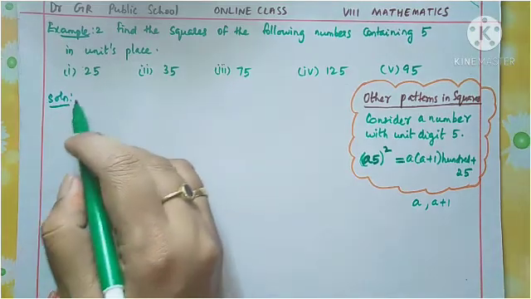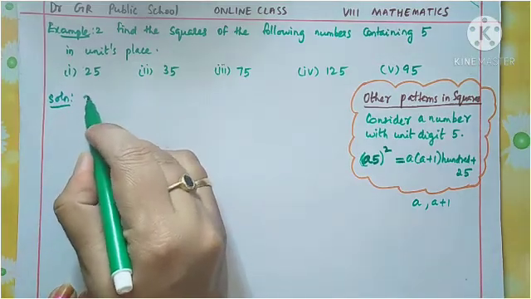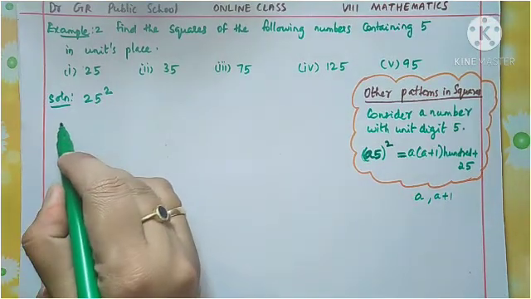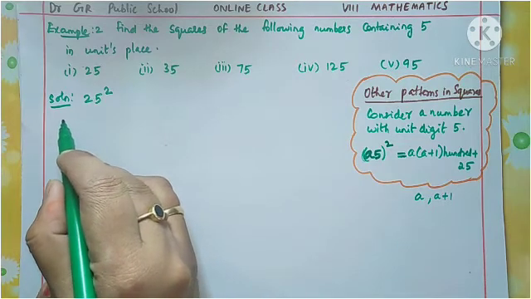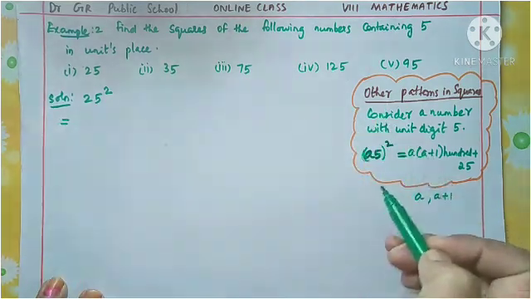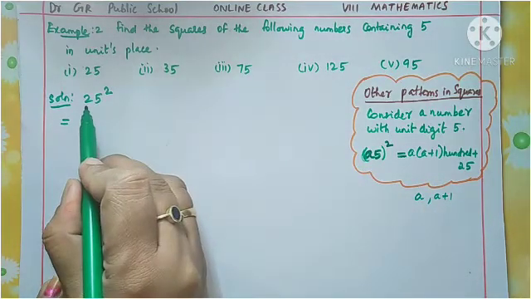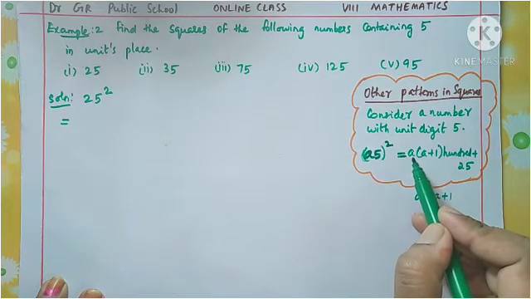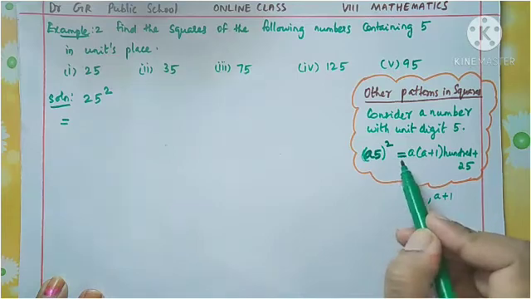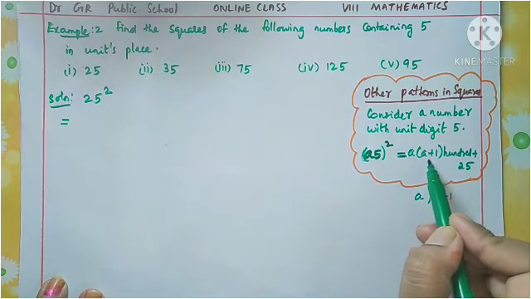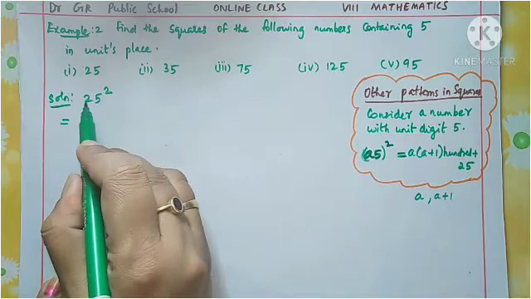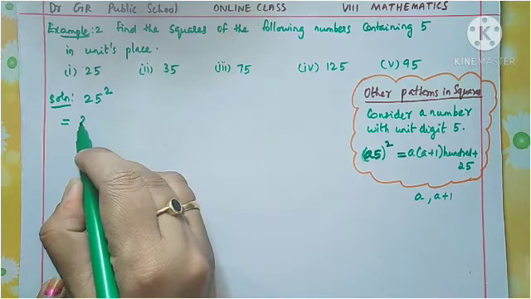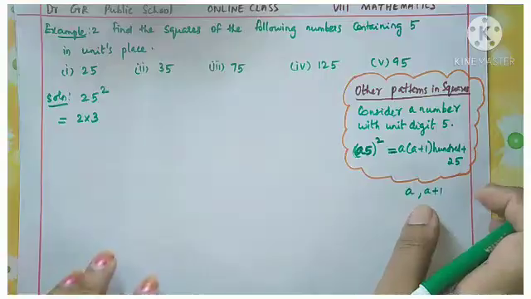So solution, your first number is 25. We want to find the square of 25 using this rule. So 25 square is equal to, you see the first number here, 2. In the place of A, here it is 2. So 2 into A plus 1. A plus 1 means the next number. So 2's next number is 2 plus 1, that is 3. So 2 is multiplied by 3.